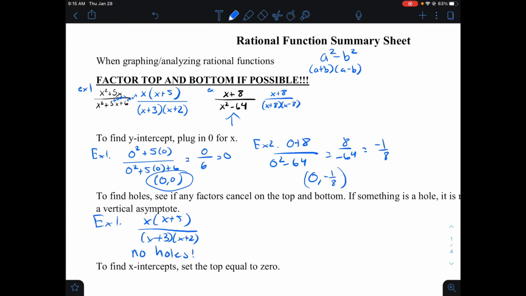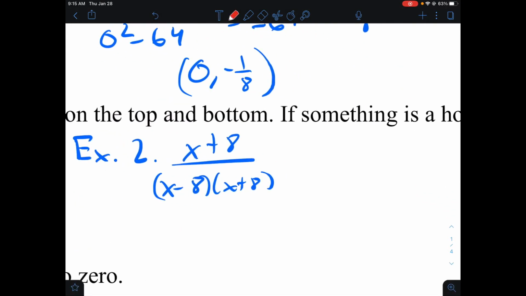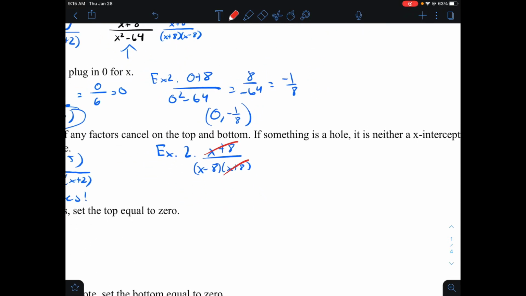All right. Then if we look at example 2, we see that we've got x plus 8 on the top and x minus 8 and x plus 8 on the bottom. We're trying to see if we can cancel something on the top and the bottom. We can cancel the x plus 8. That tells us that we're going to have a hole. You take the factor that you can cancel and set that equal to 0. So you're going to have a hole at x equals negative 8. All right.